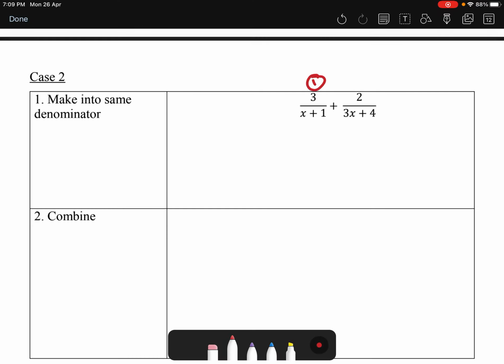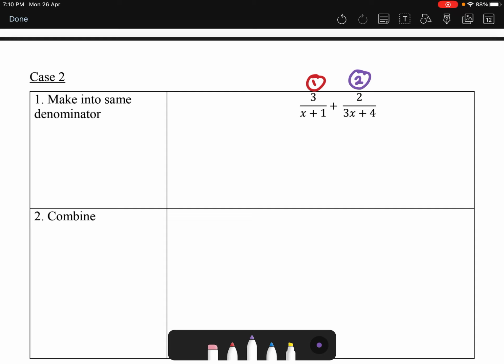Okay. So first, second term. You notice that the denominator is, I can't multiply, let's just say for the first term, I can't make my x plus 1 into 3x plus 4. I can't multiply by anything. I multiply by 3 is only 3x plus 3. I multiply by 4 is 4x plus 4. So the denominator, I can't make it the same. So what should I do?